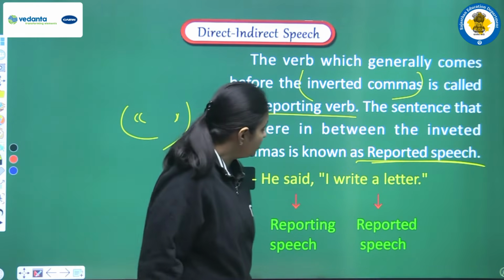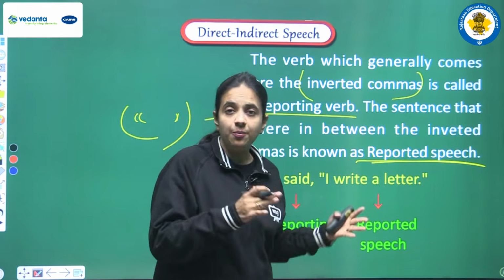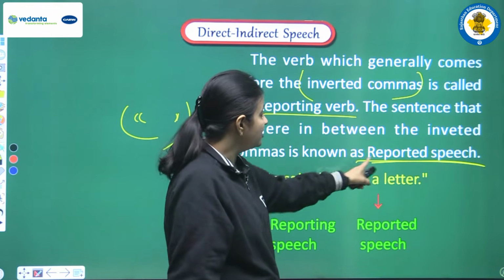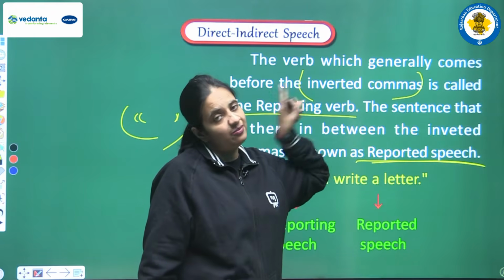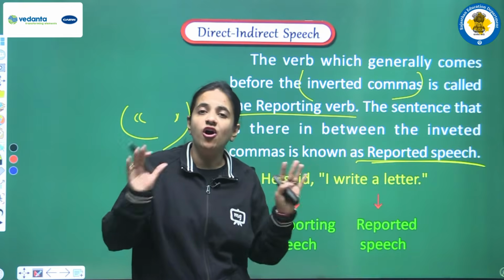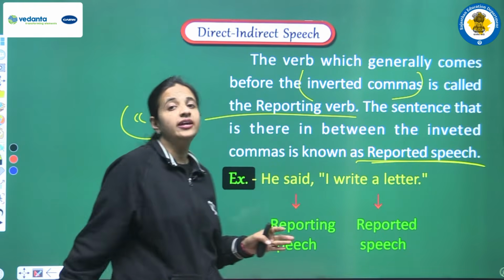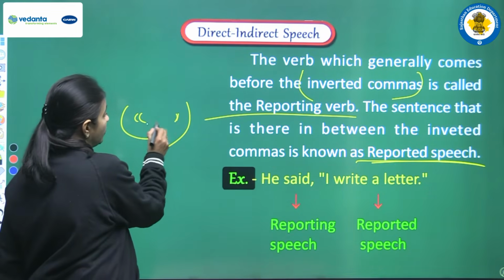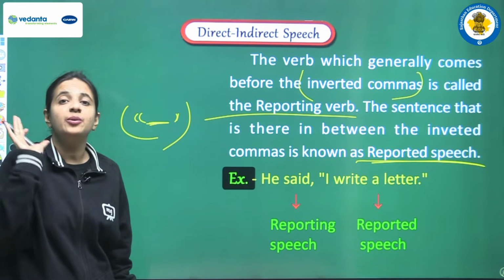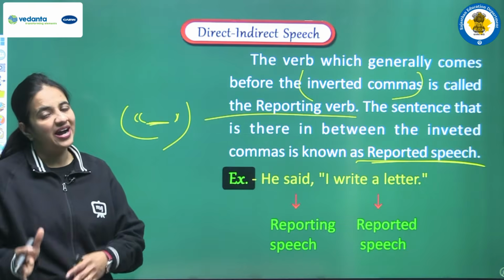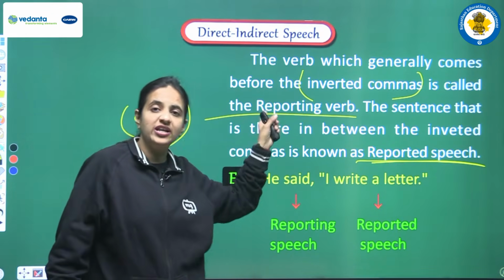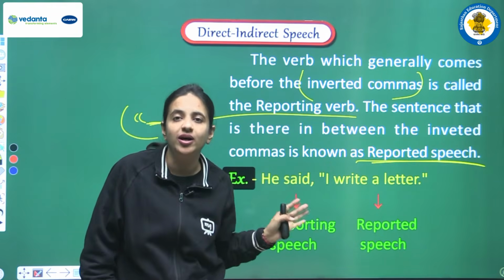So in a direct speech sentence we have one part that is in between the inverted commas. That part is known as reported speech. It means the reported speech will always and always be in between the inverted commas. The sentence written between these two inverted commas is known as reported speech, and the part that is outside the inverted commas is known as reporting speech, or we can say reporting verb.